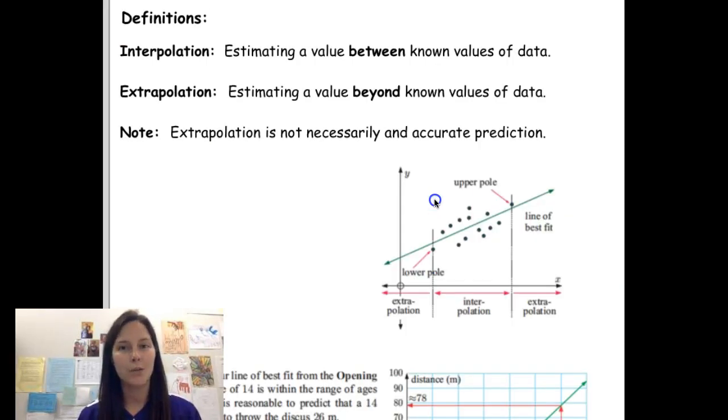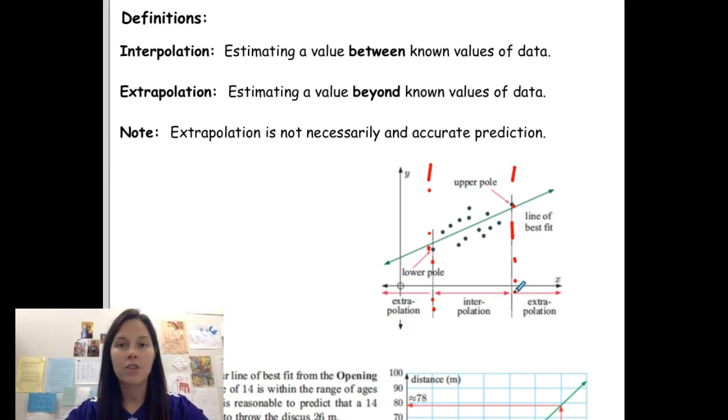There are 2 ways that we can use our line of fit. One is called interpolation, which is when we use our line of fit to estimate a value between the known data values. And then there's extrapolation when we look beyond what is known. So if you look at this graph here, you'll see we've got what's called a lower pole, which is the smallest x value, data value, and then the upper pole, which is the largest x value, data value. Anything between those 2 x values is interpolation. Anything smaller or larger would be extrapolation.